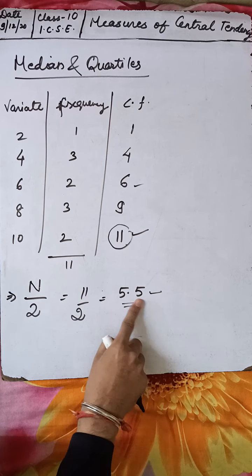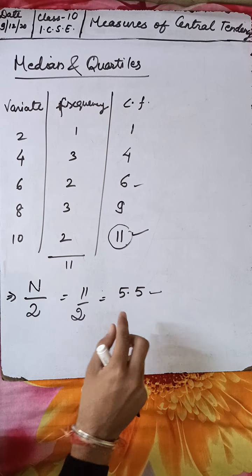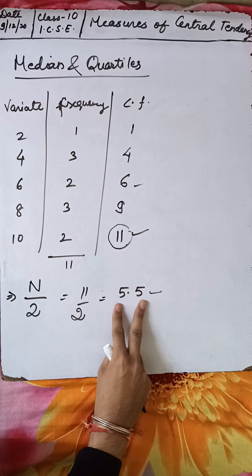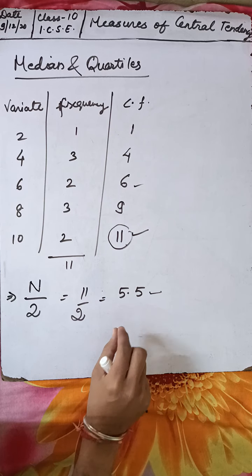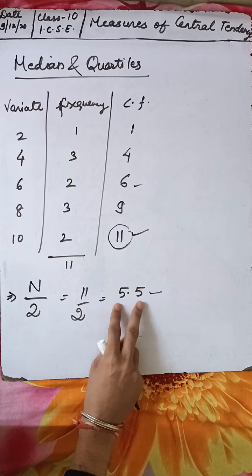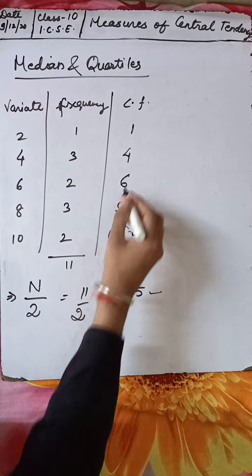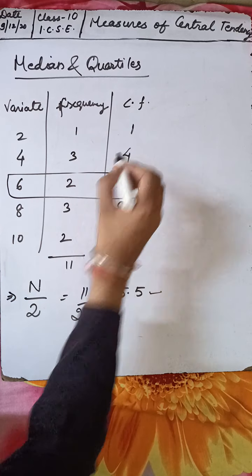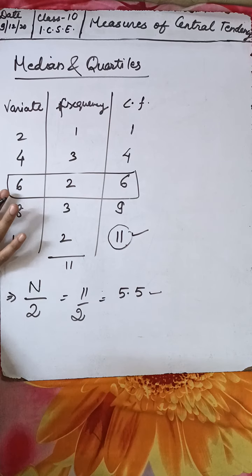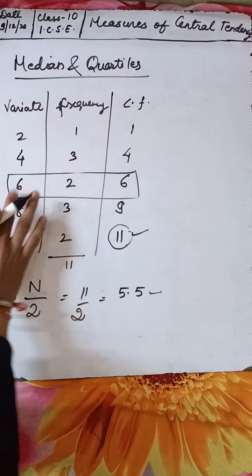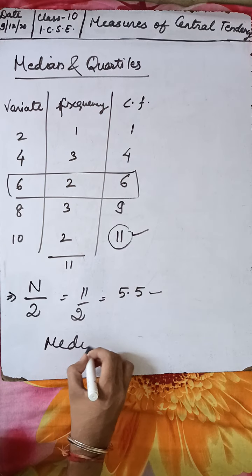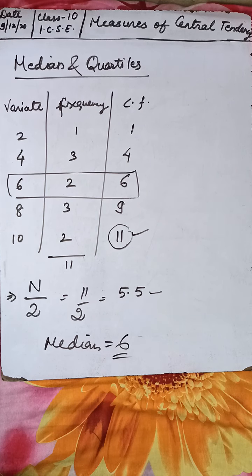Let me explain again how your answer came from 5.5. You need to see the cumulative frequency which is just greater than 5.5. Can you tell me from this column which is the number just greater than 5.5? So 6 is the answer. So you have to see this 6, and just see the variate of it. The variate whose cumulative frequency is 6 is 6. So finally the median is equal to 6, like this. We'll see in the exercise, don't worry.